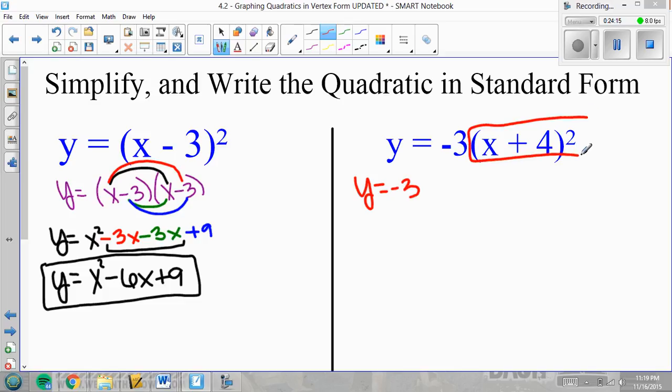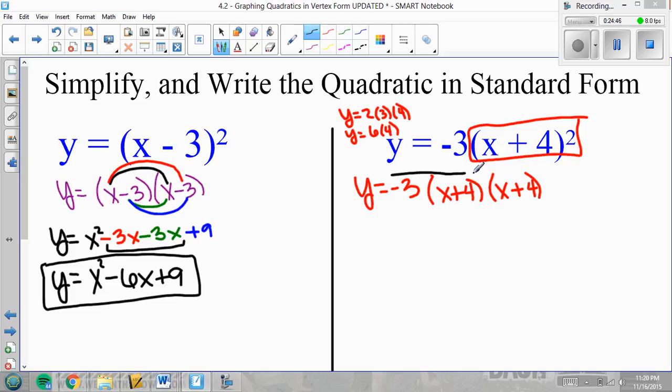And I know when something is squared, that means I have it 2 times. So x plus 4 times x plus 4. So now that we have 3 terms, think about if I had y equals 2 times 3 times 4. How would you solve this? First, you would take 2 times 3, which would give you 6, and then take that times 4. So you're going to be doing the same thing for this.